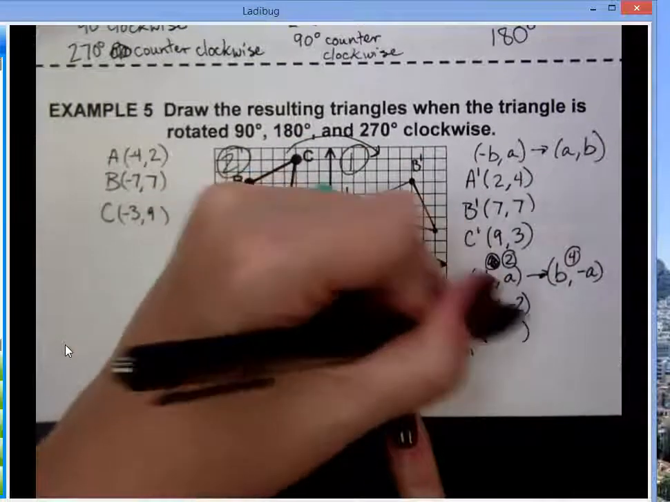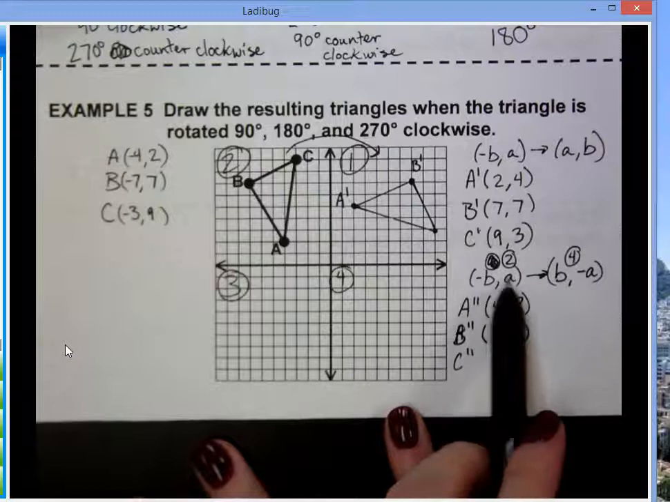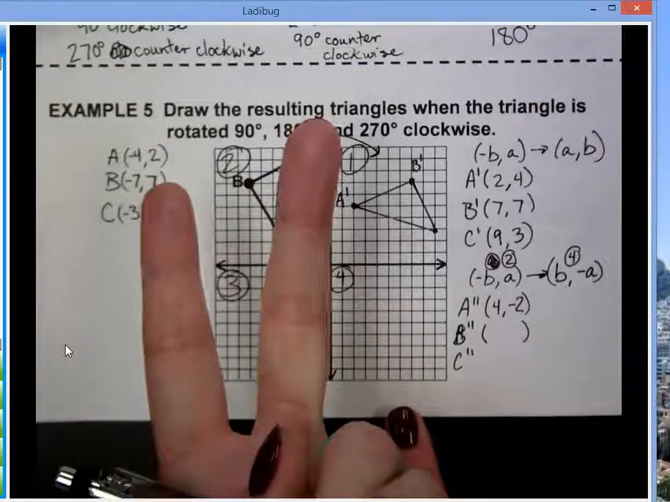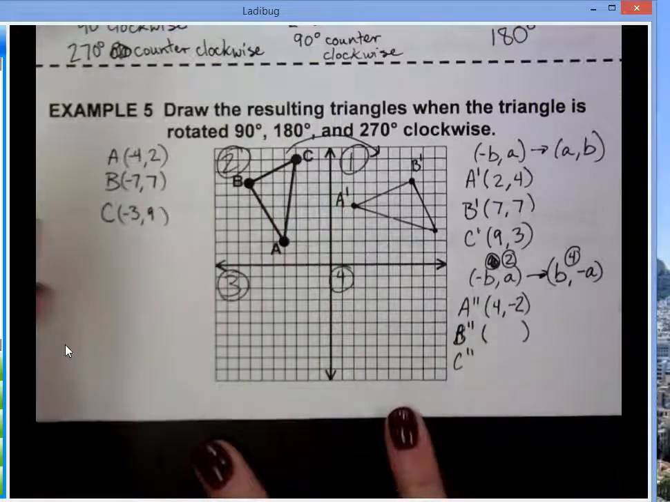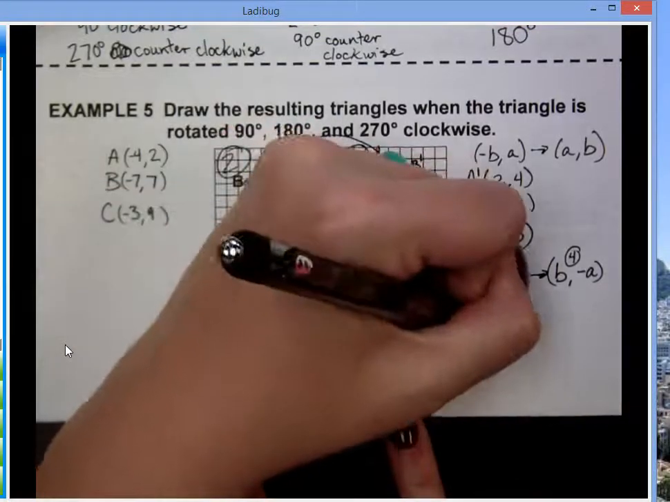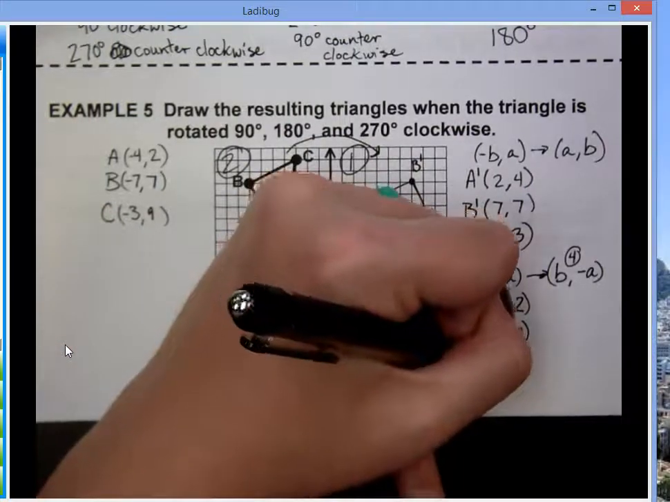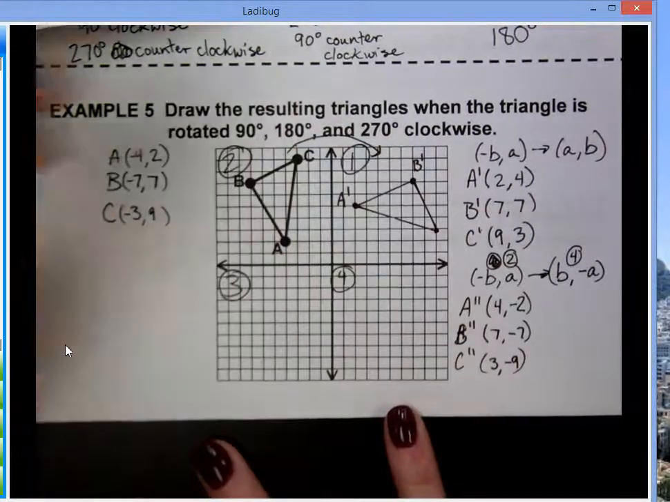Alright, same thing for B. You switch the negative sign, because notice B comes first and then A. You don't have to flip the x and y. You just need a negative sign on the y. So positive 7, negative 7, and then positive 3, negative 9. And then we can plot those.